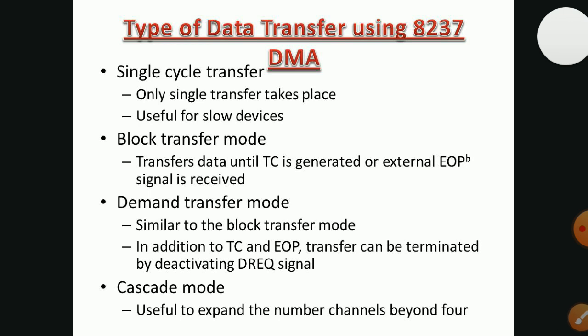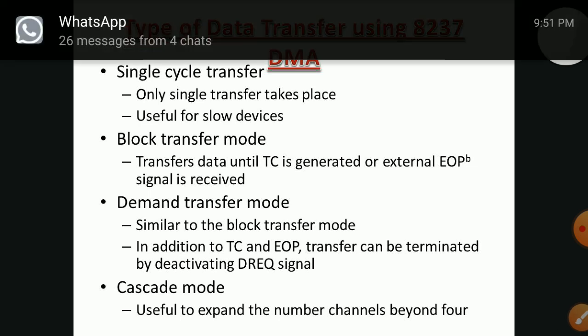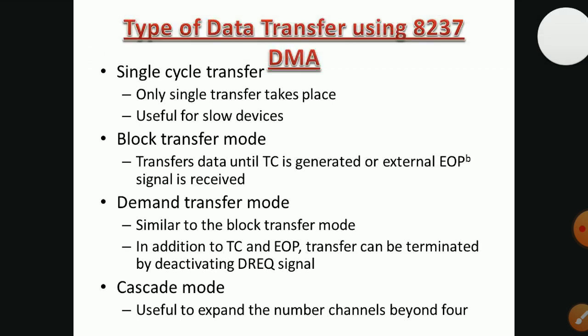And cascade mode: as I already said, the DMA controller has a total of 4 channels, and it also has an expandable nature. So if the 8237 DMA controller wants to expand the number of channels, more 8237 DMA controllers can be cascaded along with the first DMA controller. That mode of operation is called cascade mode.